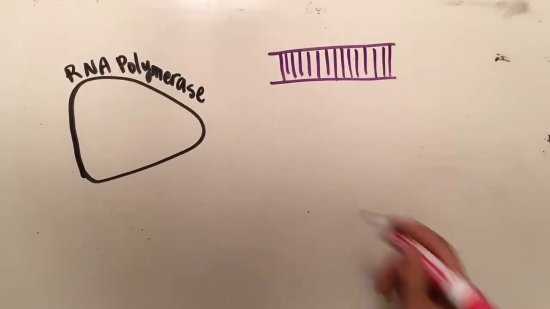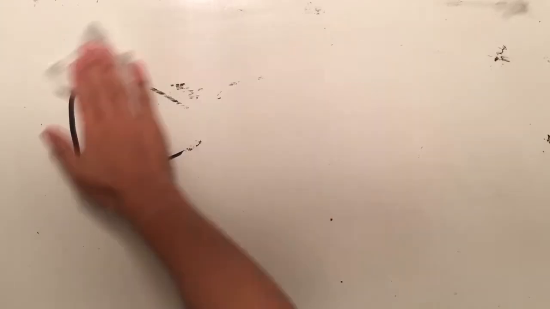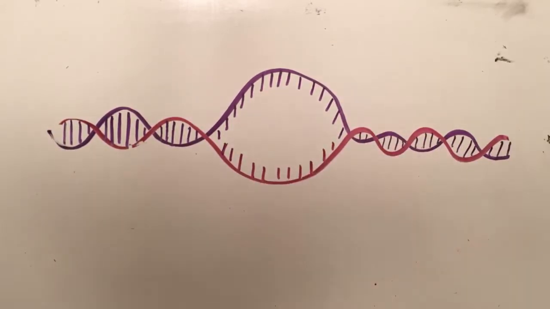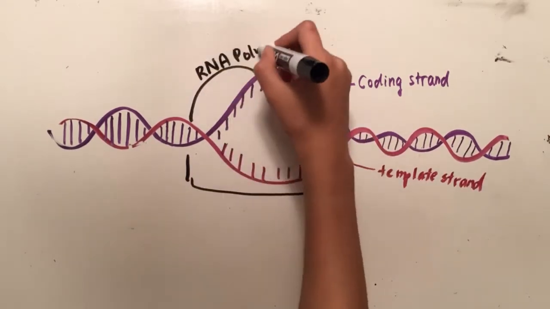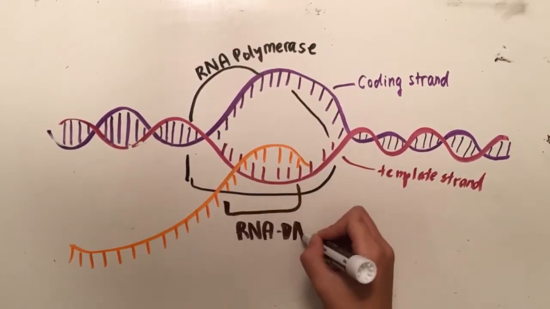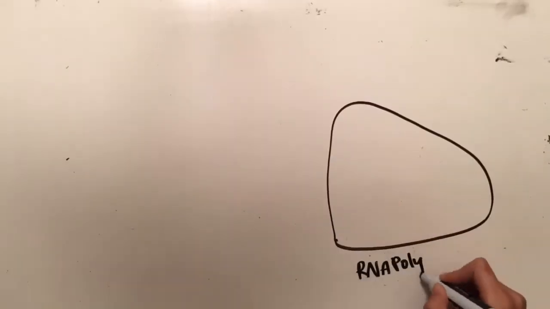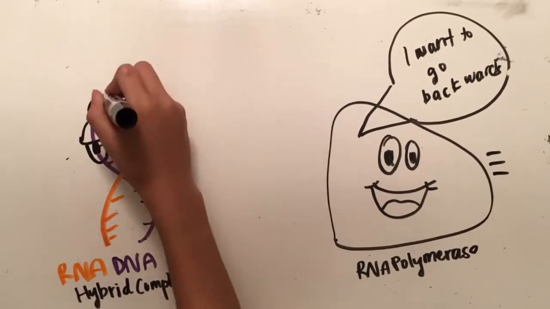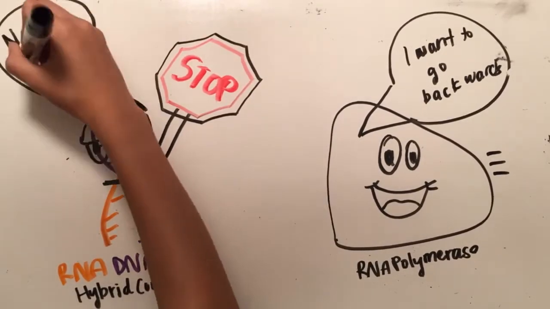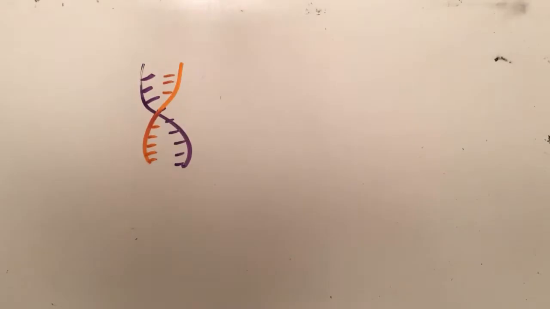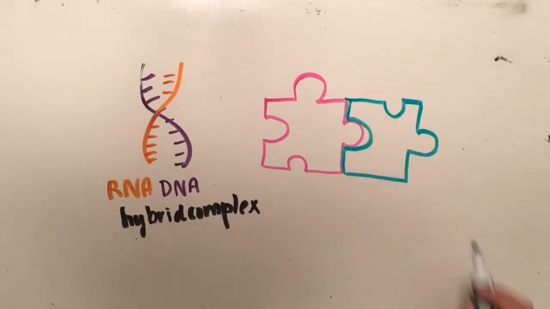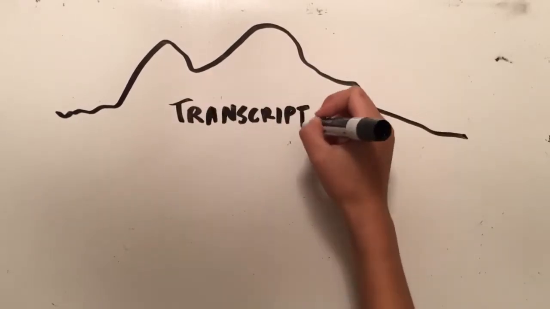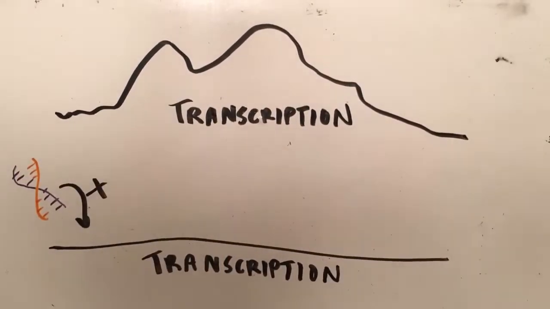In order to ensure that the RNA polymerase keeps going in the right direction and doesn't repeat parts of the DNA strand, the DNA-RNA hybrid complex follows closely behind. The DNA-RNA hybrid also ensures that the transcript terminus remains connected. All in all, it ensures that things keep running smoothly during the process of transcription.